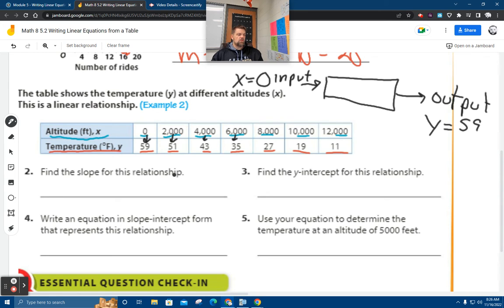So it says find the slope of this relationship. Then it says find the y-intercept. Well, we said the y-intercept occurs when X equals 0, so isn't this the y-intercept?